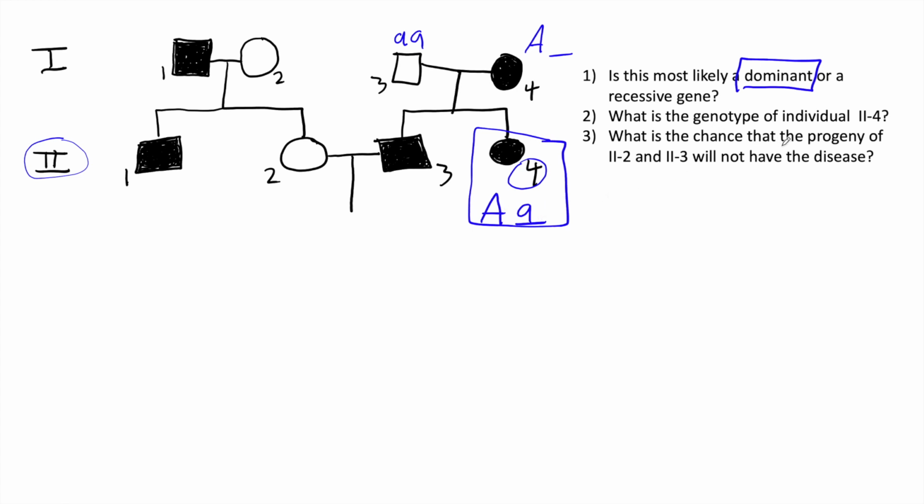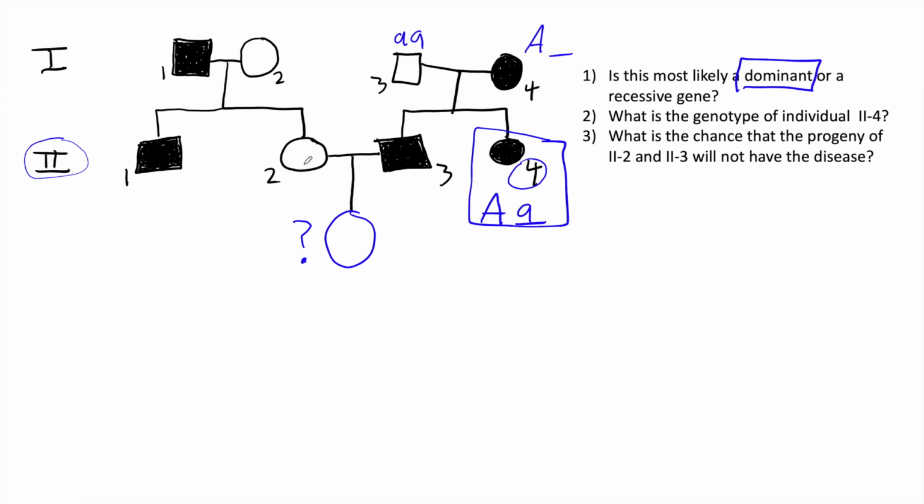Third question, what's the chance that the progeny of 2,2 and 2,3 will not have the disease? So in other words, if these two have a kid, what's the chance that the kid that they have will not have the disease? That's what we want to know. What's the chance that the kid will not have the disease?